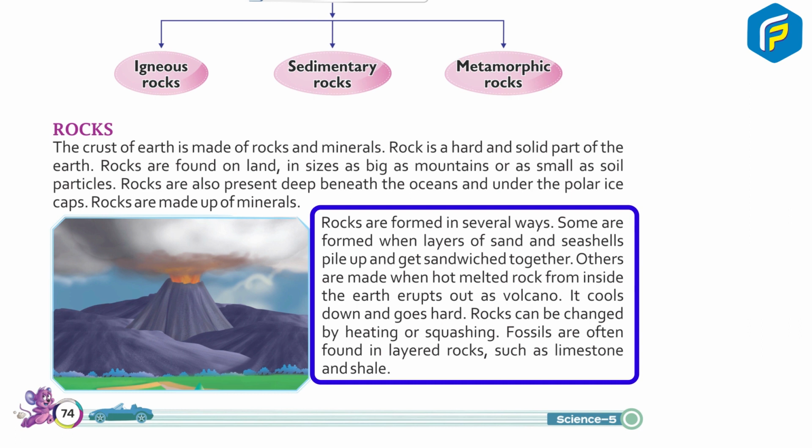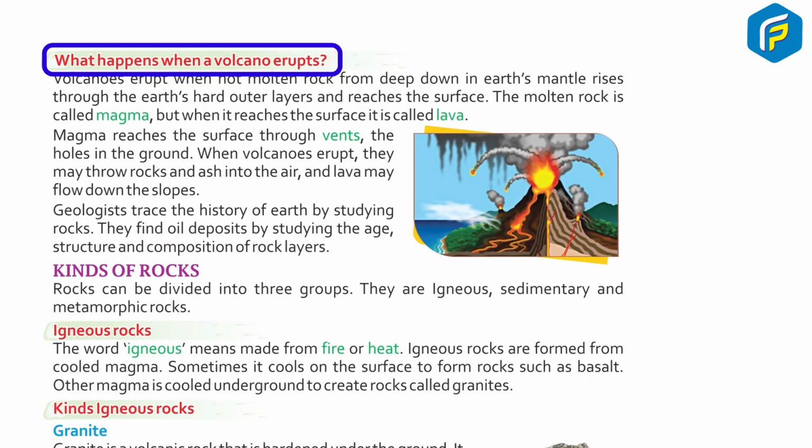Others are made when hot melted rock from inside the earth erupts out as a volcano. It cools down and goes hard. Rocks can be changed by heating or squashing. Fossils are often found in layered rocks such as limestone and shale. What happens when a volcano erupts?